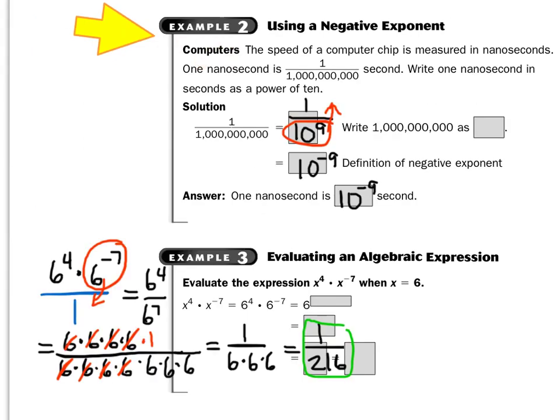Computers. The speed of a computer chip is measured in nanoseconds. 1 nanosecond is 1 over 1 billion seconds. Write 1 nanosecond as a power of 10. Okay, so 1 over 1 billion. Well, the fastest way to write 1 billion as a power of 10 is it's just 10 to the, and then I count the zeros. I see 9 zeros. So 10 to the 9th power is the same as 1 billion.